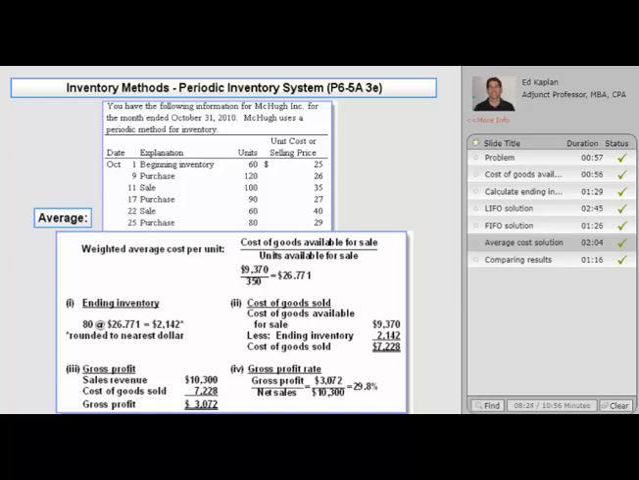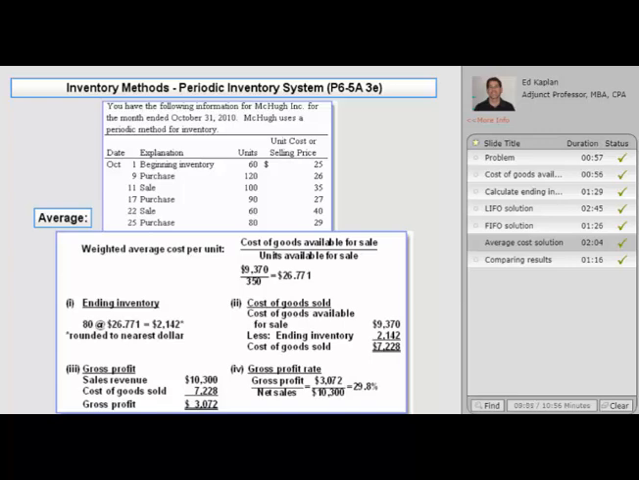So $9,370 divided by the 350 units, which was beginning inventory plus all our purchases, calculates to an average cost of $26.771. Well, with that average cost, we take the physical units on hand at the end and multiply it times that weighted average cost. So 80 units times 26.771, carried to 3 decimal places now, gets us to, in rounded dollars, $2,142.